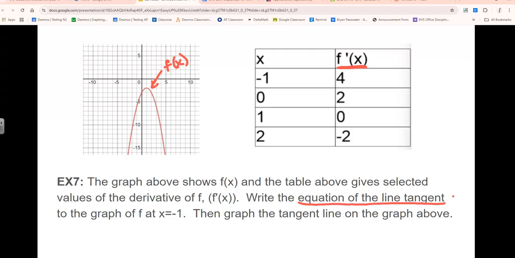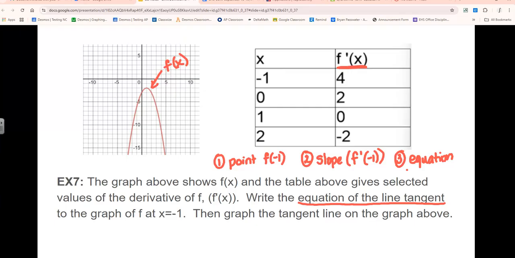For the equation of a tangent line, we did one of these at the end of class yesterday. There are 3 things you're going to need. You need the point, which in this case is f of -1. You need the slope, which is f prime of -1. And then you need the equation, where you plug those things into y equals m times x minus x1 plus y1.